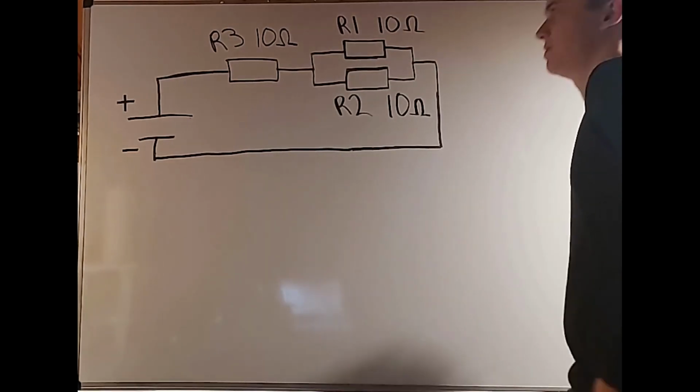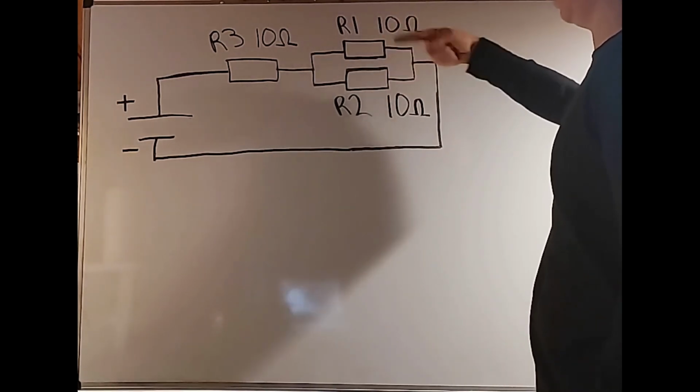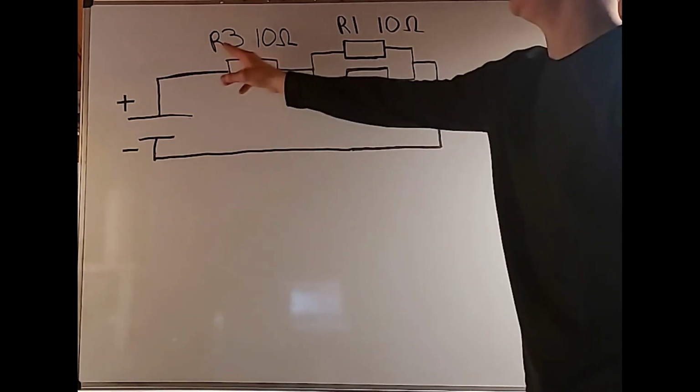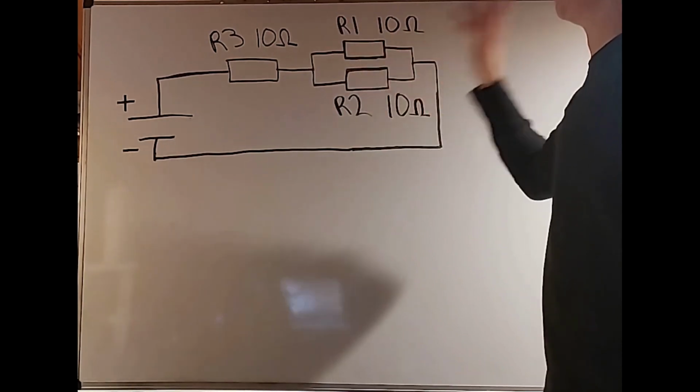So if we analyze this circuit, let's just see what we're looking at. We see R1 and R2, these are in parallel with each other. And then R3 is in series with R1 and R2. We see simple numbers, it's all just 10 ohms.